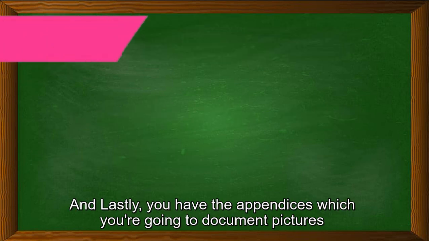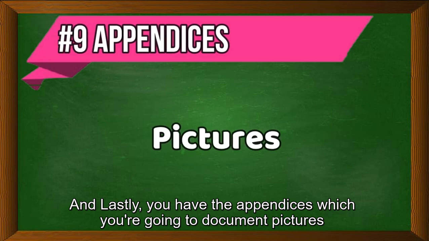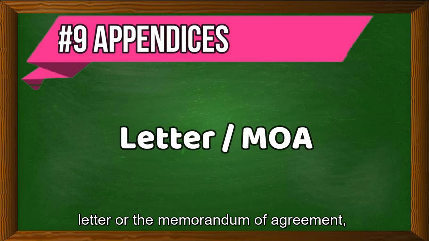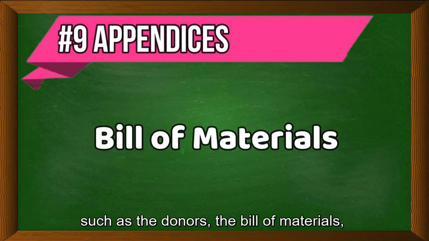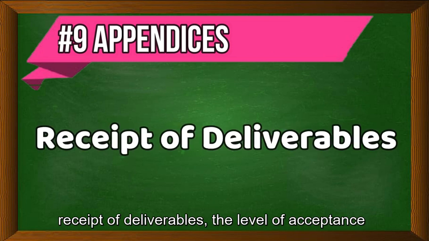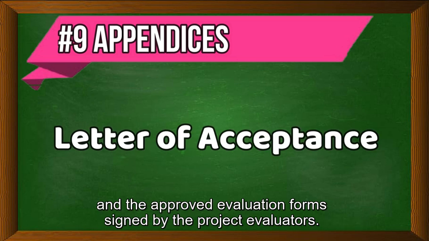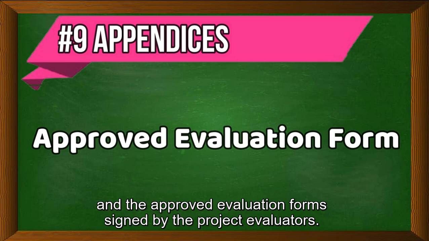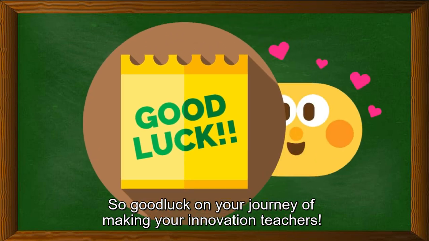And lastly, you have the appendices, in which you are going to document pictures, letters or the memorandum of agreement, such as the donors, the bill of materials, receipt of deliverables, the letter of acceptance, and the approved evaluation form signed by the project evaluators.